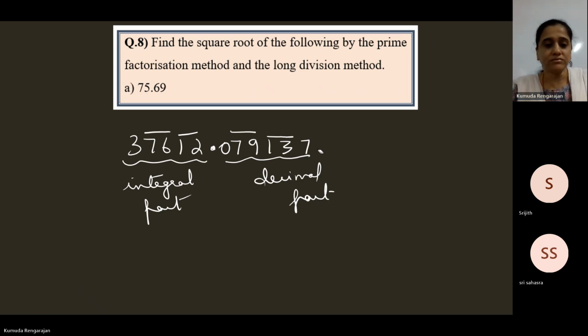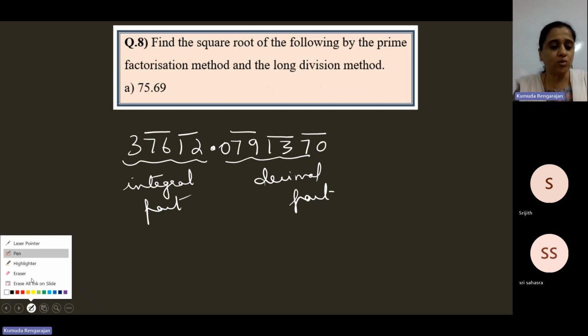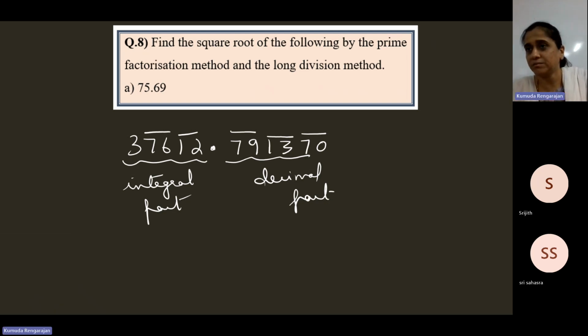So you can add a 0 here and make it a pair. 7, 0 forms a pair. So in the decimal part, you can always have equal pairs. In the integral part, if you have an odd number of digits, one digit will stand alone. The first digit will stand alone. But in the decimal part, you can always add a 0 and make complete pairs.